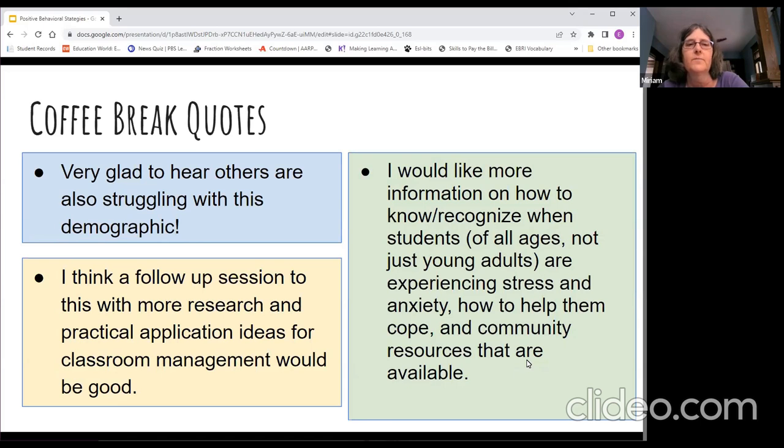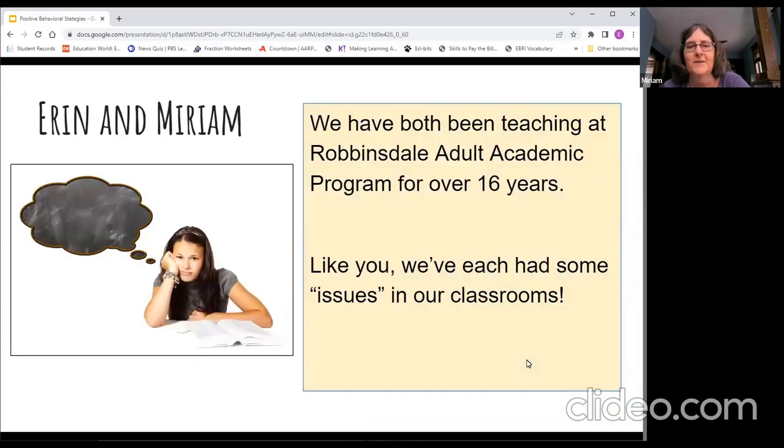It looks like we heard at the coffee break that many people are struggling with the demographic of younger people, but someone also said they'd like more information on how to recognize the needs for students of all ages. And then someone wanted a follow-up session with some research and practical application ideas. So that is what we are hoping to do today. But as Erin and I will stress again and again, we are not experts. We are trying just like all of you are.